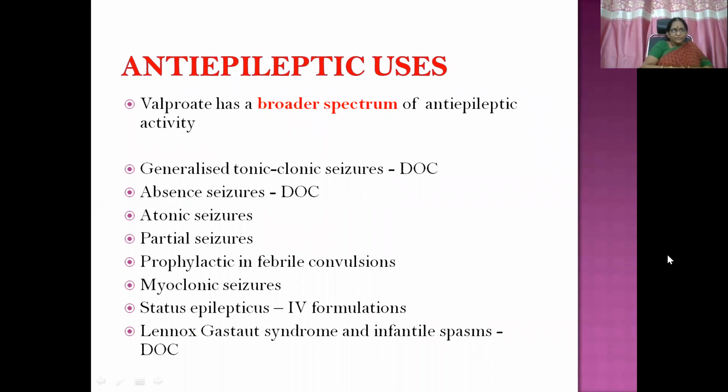Now the anti-epileptic uses, where it is used. It is a broad spectrum molecule. So generalized tonic-clonic seizures, drug of choice; absence seizures also drug of choice, both the things. Apart from that, it is also used in the management of atonic seizures, partial seizures, prophylaxis of febrile convulsions, myoclonic seizures, and status epilepticus, where IV formulations we can go for. And Lennox-Gastaut syndrome and infantile spasms also, it is the drug of choice.